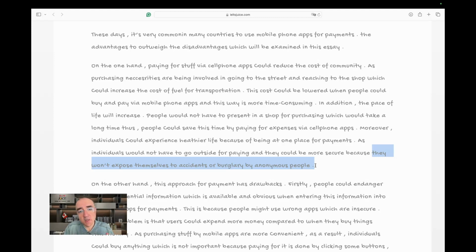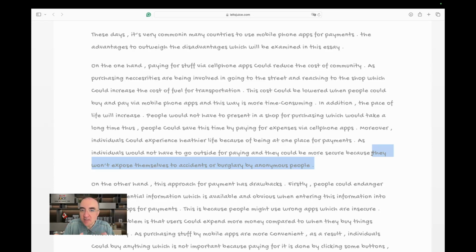They will not expose. I love the word expose. I love the word accidents. I love the word burglary and anonymous. I love all of them. But I feel like the sentence is squeezed in with pressure to just fill in some vocabulary. I can see that. It's just a pity because this can all by itself become one element.